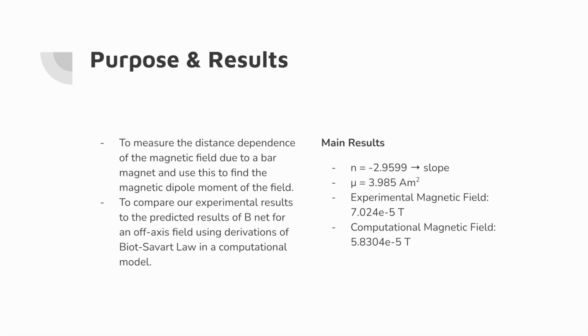Main results: I got n equal to negative 2.9599 and mu equal to 3.985 amp meter squared. The experimental magnitude of the magnetic field was 7.024 times 10 to the negative 5 teslas, and the computational magnitude of the magnetic field was 5.8304 times 10 to the negative 5 teslas.